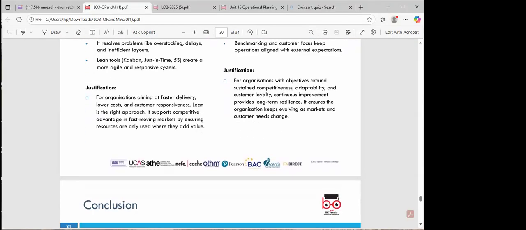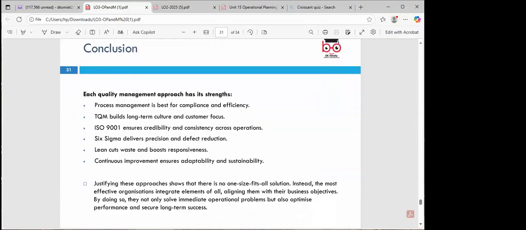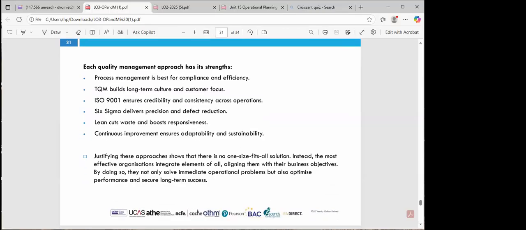Very, very important. In conclusion, each quality management approach has a strength. Process management is best for compliance and efficiency. TQM builds longer-term culture and customer focus. ISO 9001 ensures credibility and consistency across operations and even across external organizations and partners. Okay. Six Sigma gives precision and defect reduction, especially in the area of costs. Lean cuts waste and boosts responsiveness. Continuous improvement ensures adaptability and sustainability.